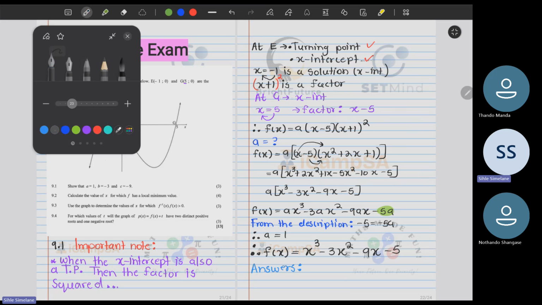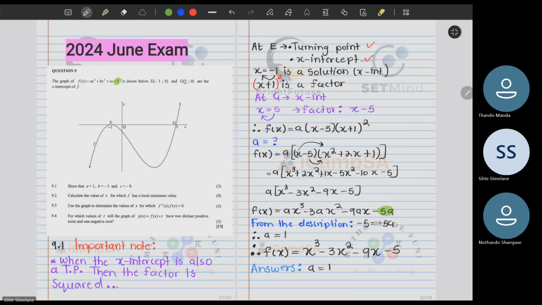So for our answers, we have a equals 1. And then b is what is multiplying x squared, which if you look carefully, it's minus 3. So b is minus 3. And then c is whatever that is multiplying x, which if you observe carefully, negative 9. So c equals minus 9. So we're done with this problem here. So let's go to the next page and see what is happening.